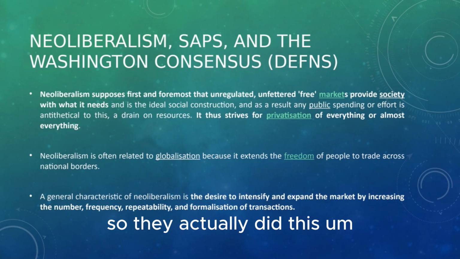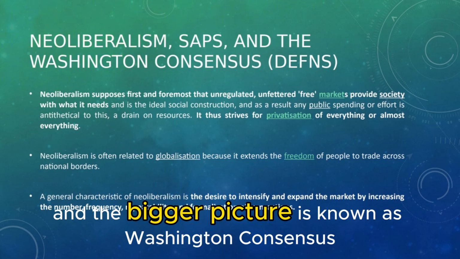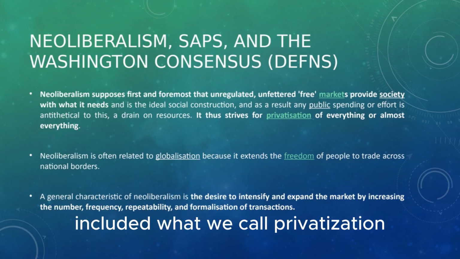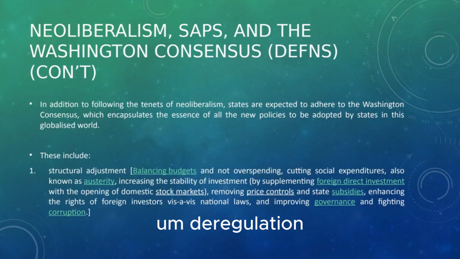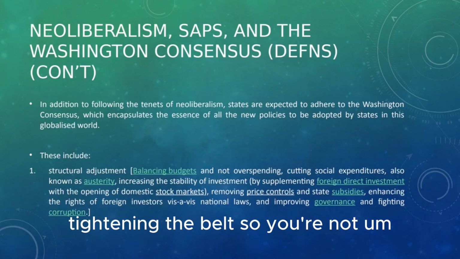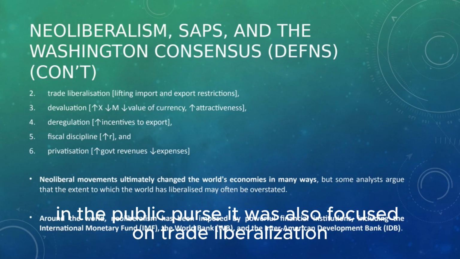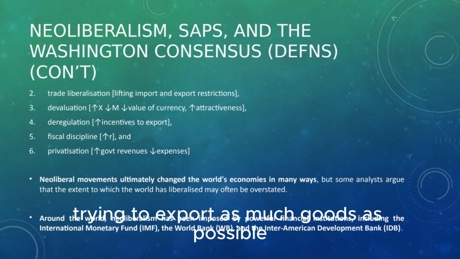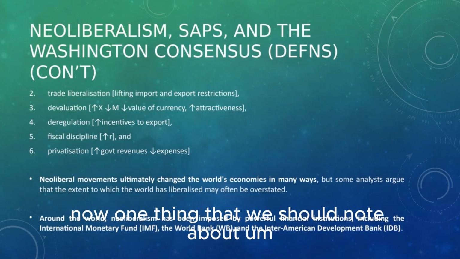So they actually did this through these structural adjustment programs that these IOs provided, and the bigger picture is known as the Washington Consensus. So these neoliberal reforms included what we'd call privatization, deregulation, austerity, which means tightening the belt so you're not spending too much from the public purse. It was also focused on trade liberalization, meaning opening up your markets to goods and trying to export as many goods as possible, and that they should practice fiscal discipline.